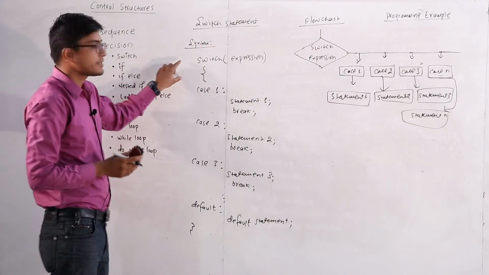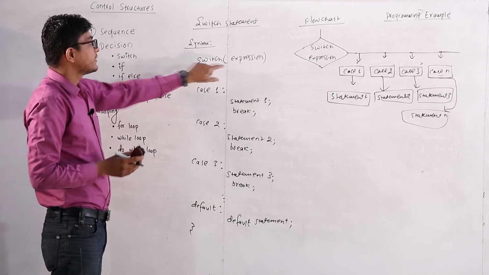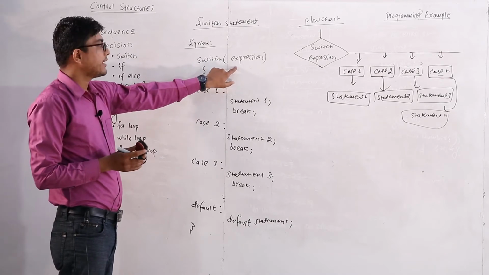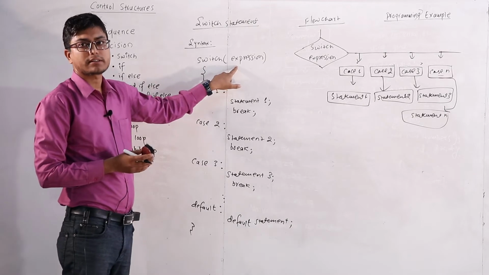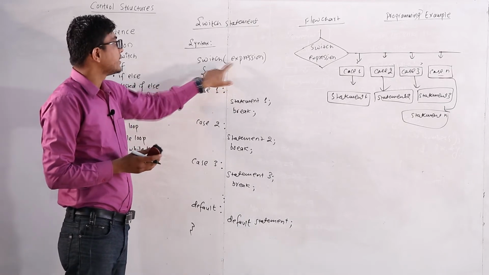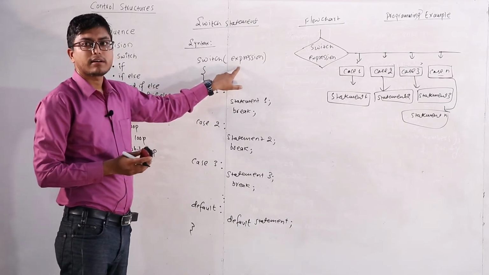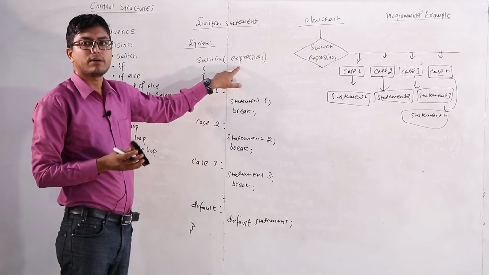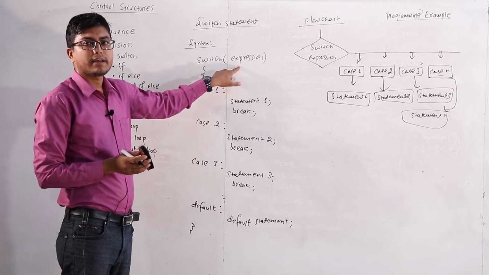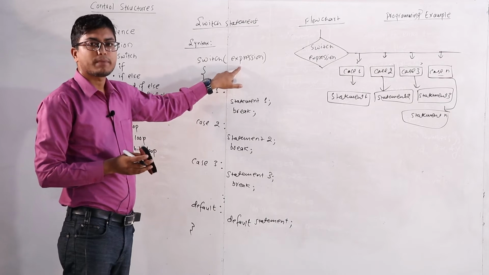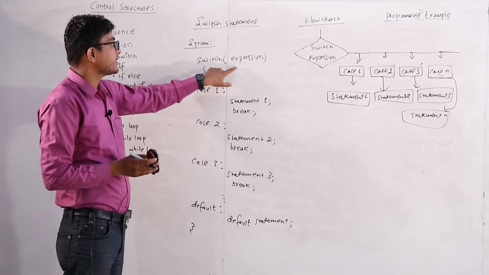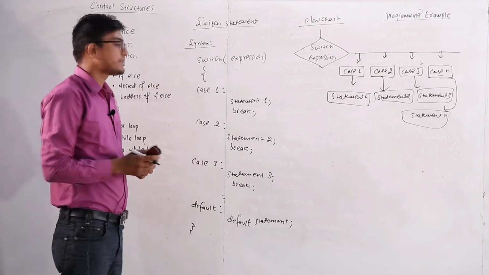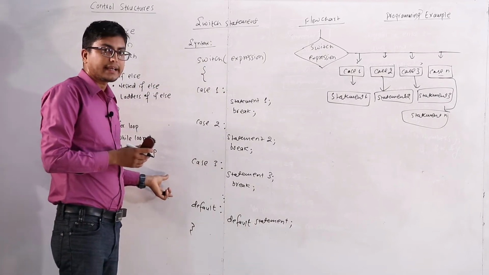Let's explain this. In switch case, you have to give the expression. This expression is nothing but a variable or a constant. So you have to write any variable or a constant. If you write a variable, the value of the variable must be a numerical value. It does not support float value, it supports only integer or character value. Depending upon the expression, it will evaluate the different cases.